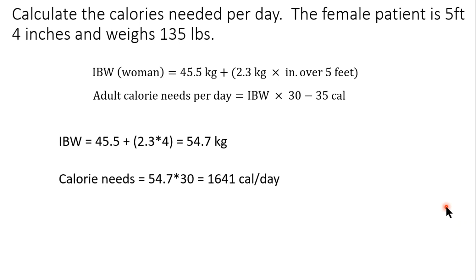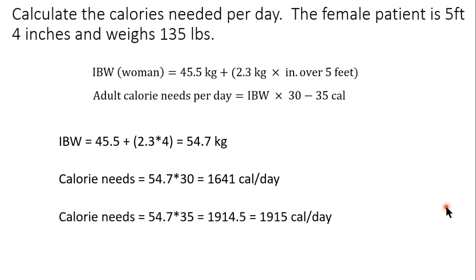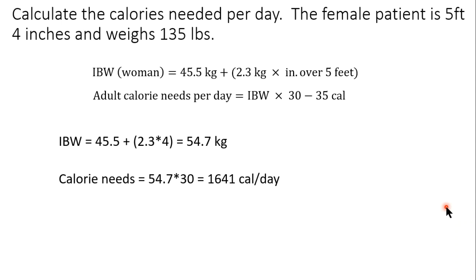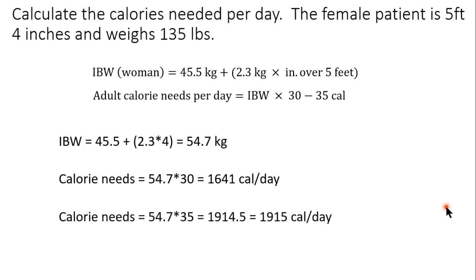Oh, it isn't minus, it is a range, my bad. So it is 54.7 times 30, which is 1,641 calories per day. And the higher end of the range is 35, so 54.7 times 35 gives us 1,914.5 calories per day. So that means that our range of calories needed for this person is 1,641 to 1,915 calories per day.